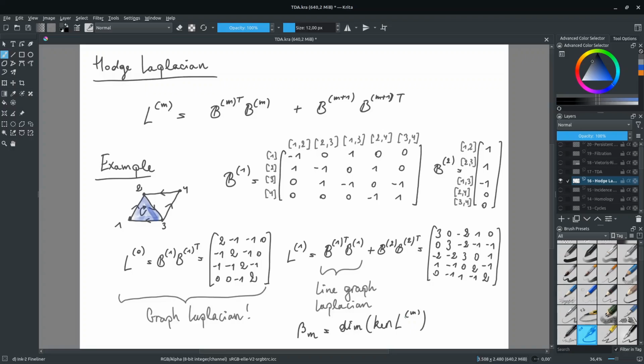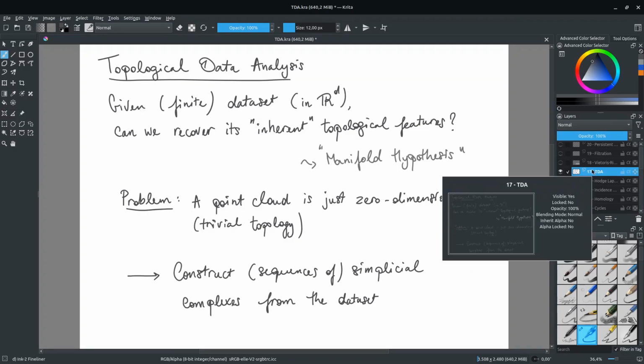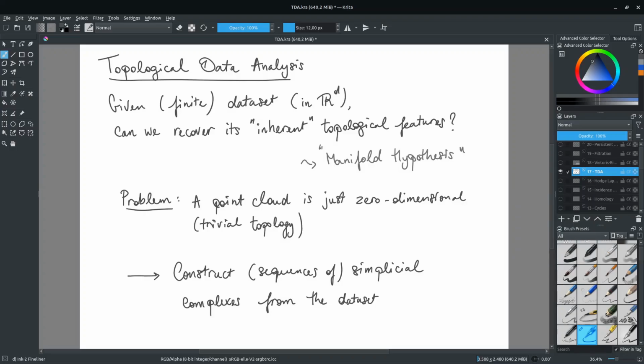So hopefully that was insightful. Okay, so now we're going to go back to more practical things. Now we know how to do this homology and so on. How do you use that for data? The problem, at least in topological data analysis, is: given some finite data set, which we can assume in R^D, can we recover its inherent, quote unquote, topological features? And as mentioned, this is related to the idea of the manifold hypothesis, where your data is supposed to be on a manifold. Problem: if I just have a point cloud, a point cloud is just a bunch of zero-dimensional objects, so it's not interesting.